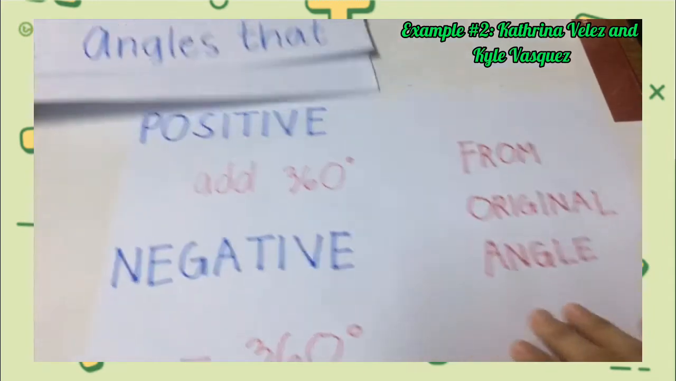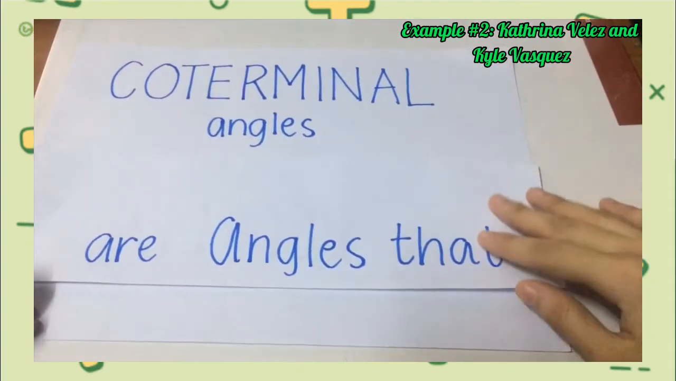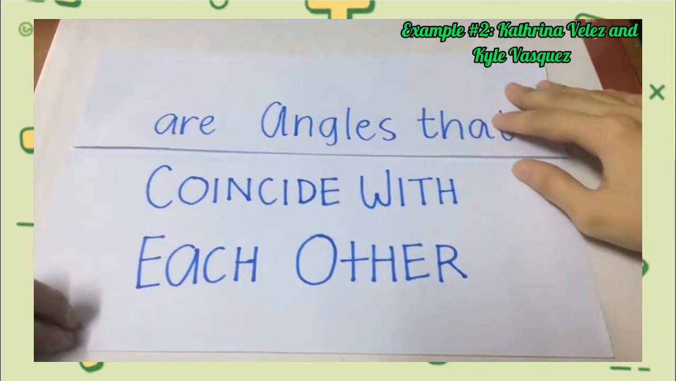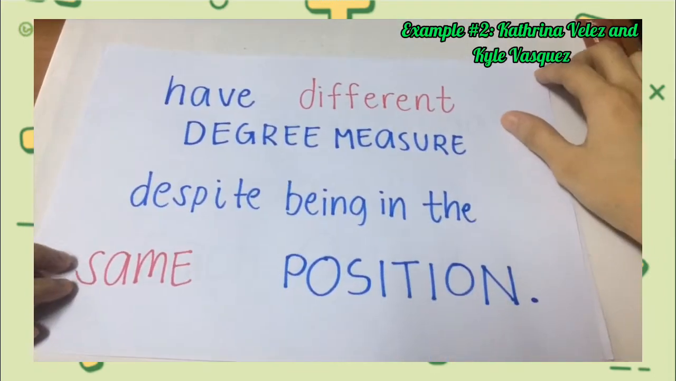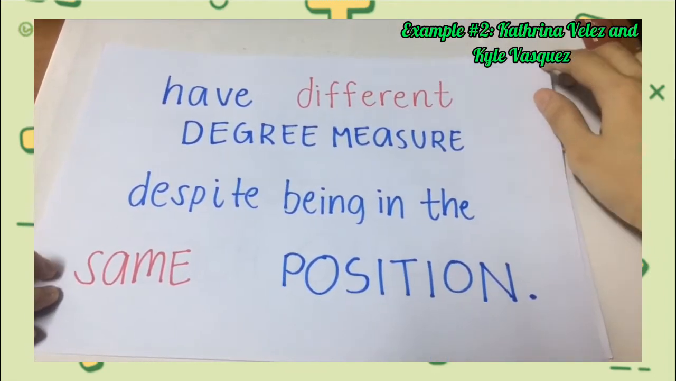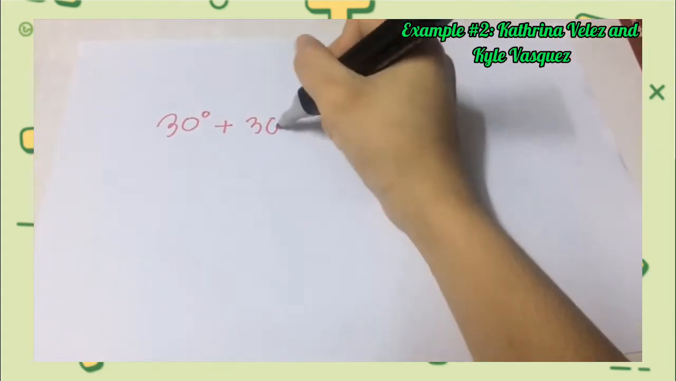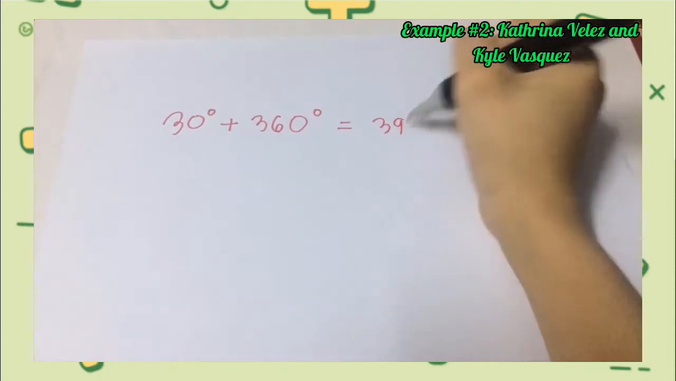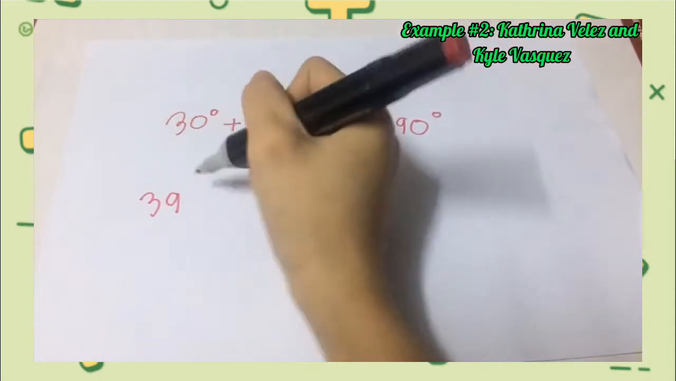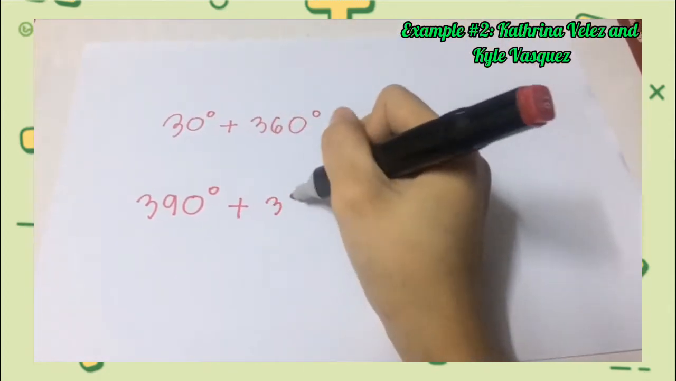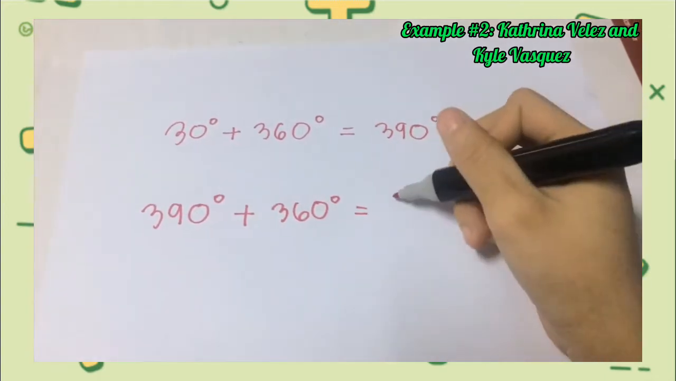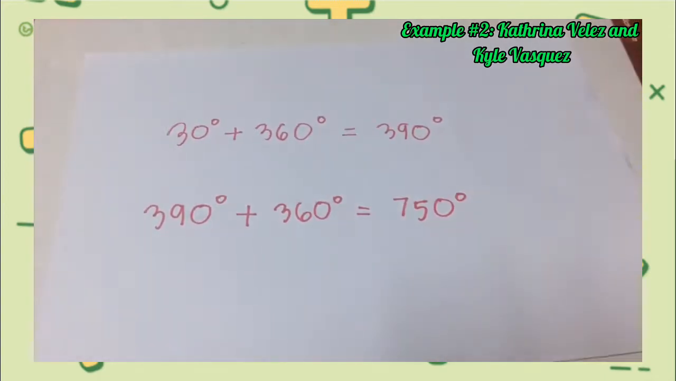In this problem, since coterminal angles are angles that coincide with each other and have different degree measures despite being placed in the exact same position, you add 360 degrees to the 30 degrees to get 390 degrees. And with the sum of 390 degrees, add another 360 degrees, which will give you 750 degrees.